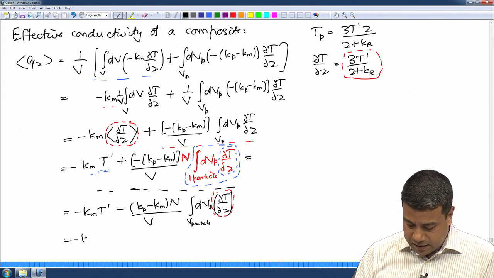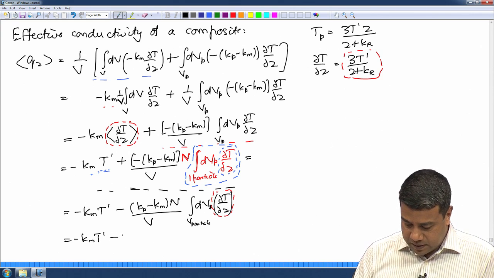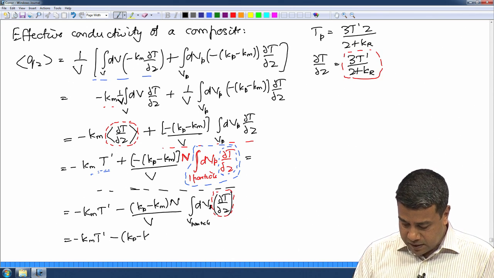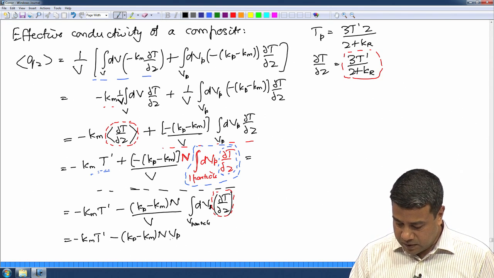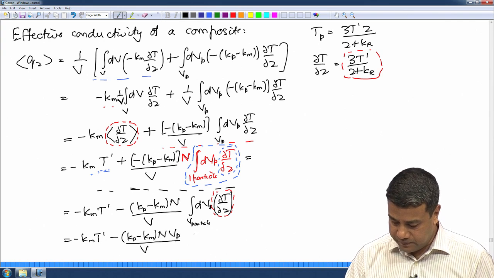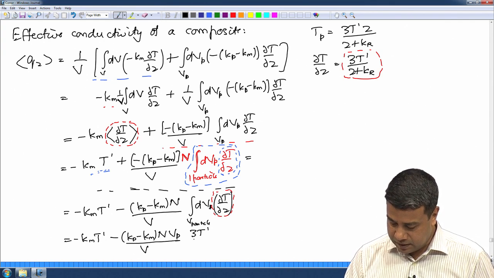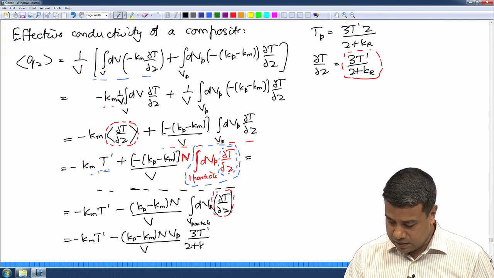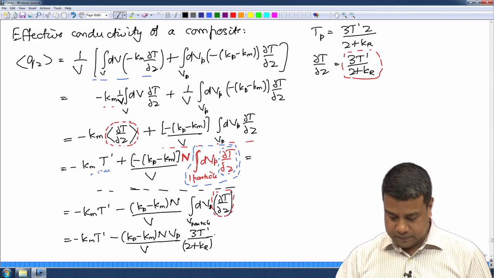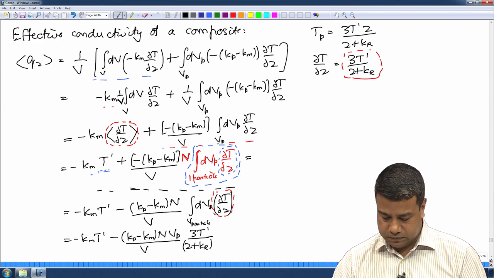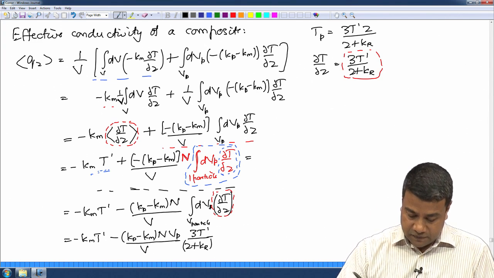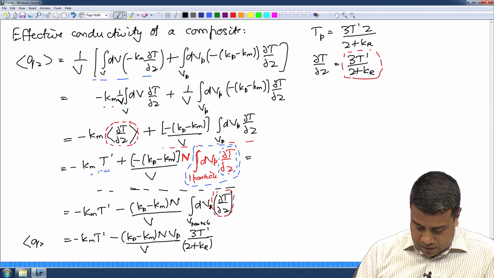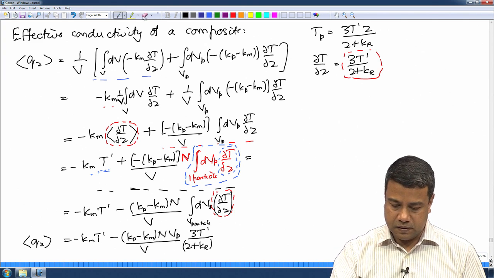Therefore, this is minus k m T prime minus of k p minus k m, number of particles, the volume of one particle divided by the total volume, times partial T by partial z, which is 3 T prime divided by 2 plus k r. So, this is the expression for the average flux within the particle.